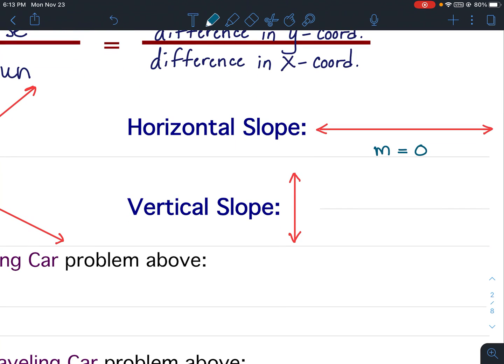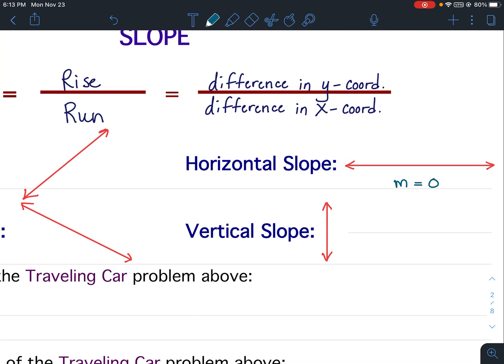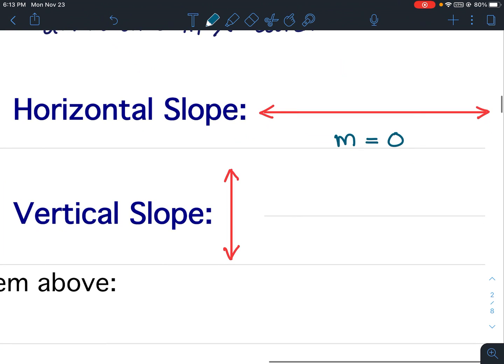Vertical lines go up and down. That means there is rise but no run. Well, that means the 0 would be in the denominator. And if you would try to divide by 0 on your calculators, you would get an error called divide by 0 error. Because way back in elementary school, you should have learned that you cannot divide by 0. Therefore, when we have a vertical line, the slope is undefined.